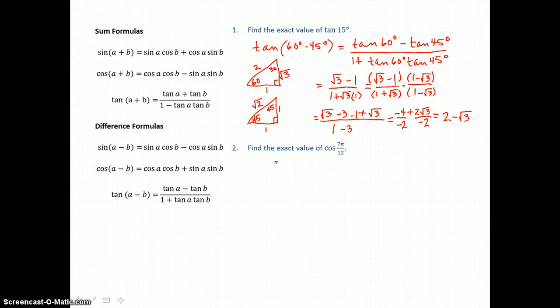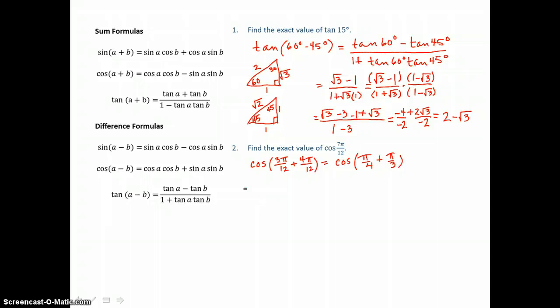Okay, in example 2 here we want to find the exact value of the cosine of 7 pi over 12. 12ths doesn't give us a special angle, so I'm going to rewrite that cosine again in terms of special angles. So I will write it as 3 pi over 12 plus 4 pi over 12, because that sum is 7 pi over 12. And I'll simplify those angles, because 3 pi over 12 simplifies to pi over 4, and 4 pi over 12 simplifies to pi over 3.